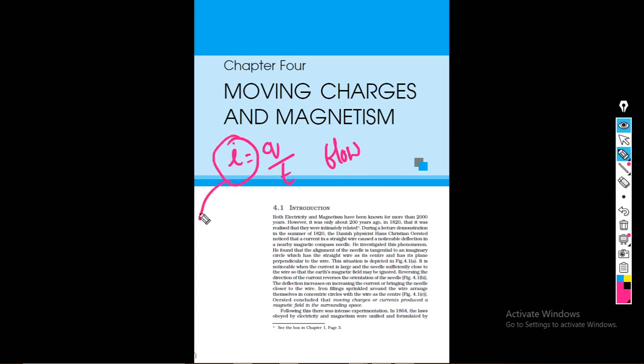So the current affects. Current causes a heating effect, and current also causes resistance. These kinds of effects we learned in the previous concepts. So, one more effect due to moving charges.